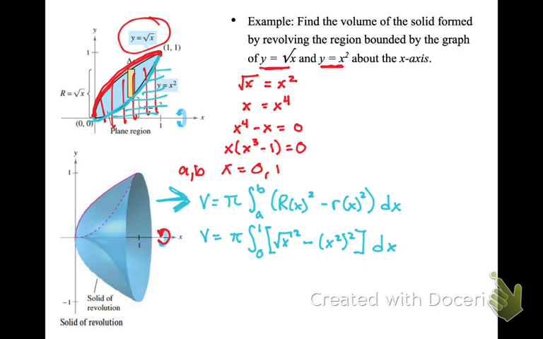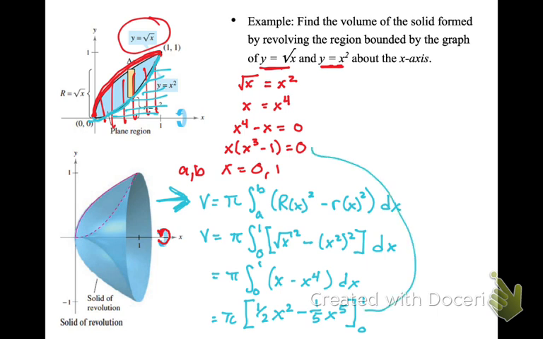Okay, so then I have to square things. So I have the integral from 0 to 1 of x minus x to the fourth. So that's pi times the integral of x, which is 1/2 x squared, and the integral of x to the fourth is 1/5 x to the fifth, from 0 to 1.